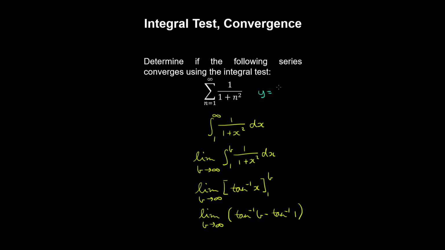So remember, when y is equal to the arctan of x, we can take tan of both sides, and we can rewrite tan as sine y on cosine y. So if x approaches infinity, then y must approach pi on 2. So therefore this term evaluates to pi on 2, and this term is finite, so therefore this integral converges. And because this integral converges, this series also converges by the integral test.